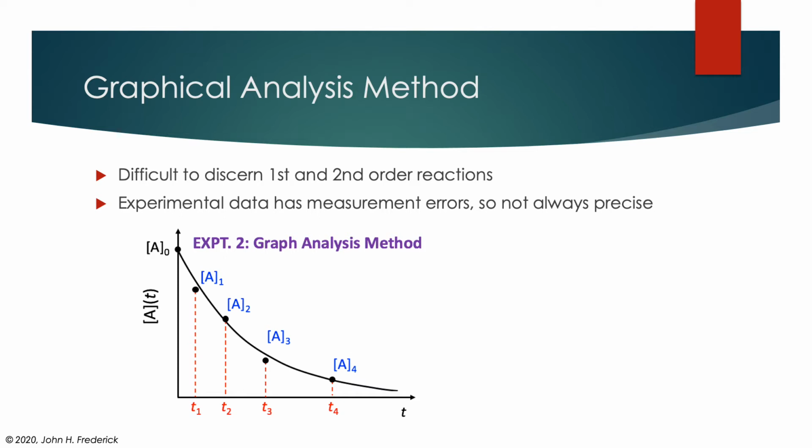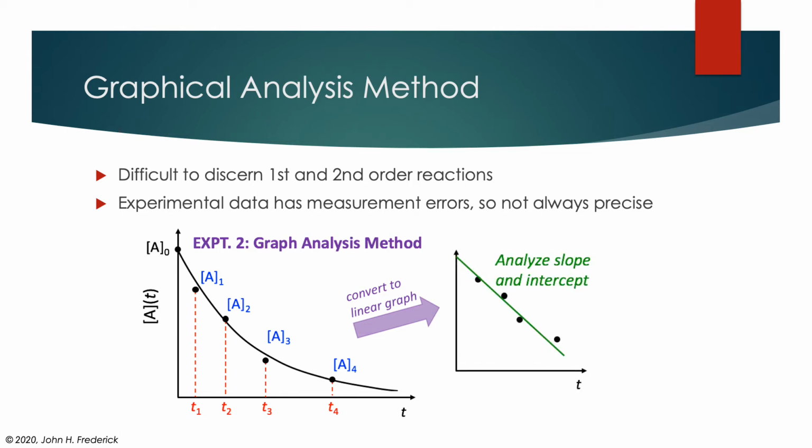Now, the whole idea behind the graphical analysis method is that we want to try out a theory. That is to say, our theory might be that it's a first order reaction, or our theory might be that it's a second order reaction. And we want to see if we can recast the data in such a way that we can convert this to a linear graph. The reason we want to make it a linear graph is because we have very good, robust statistical methods for fitting data to a line.